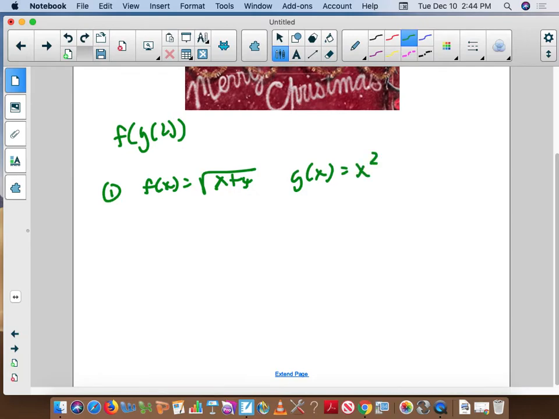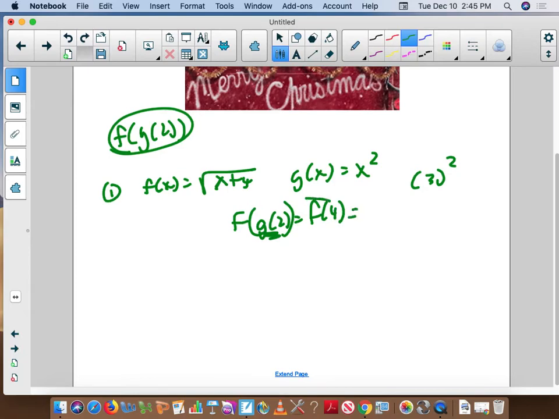Got to put these things in parentheses. All right, first thing I'm going to do here is find G of 2. I'm finding F of G of 2. So I'm going to go over here, G is x squared. I'm going to fill in 2. So G of 2 is 4.